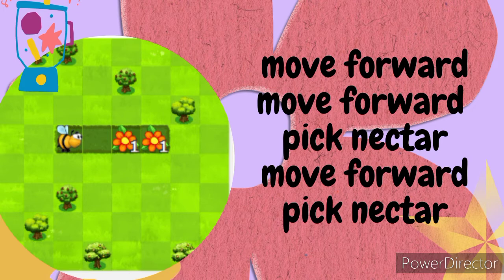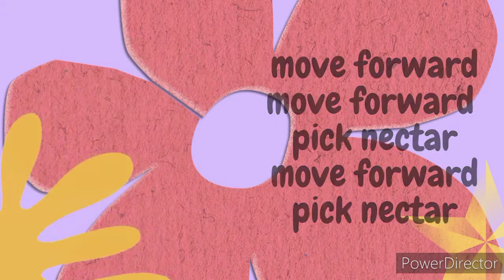Now look at this bee. For the bee to get to the flower, we need to write an algorithm. So let's see. If this bee moves forward once, you have an algorithm, which is move forward again, and pick nectar. Move forward again, and pick nectar. So let's see. Move forward, pick nectar, move forward, pick nectar. So you see, this is one algorithm. And this algorithm was written before we were able to create this program.